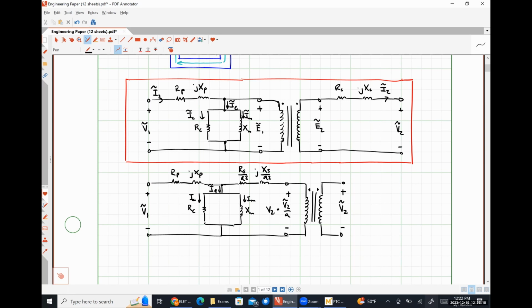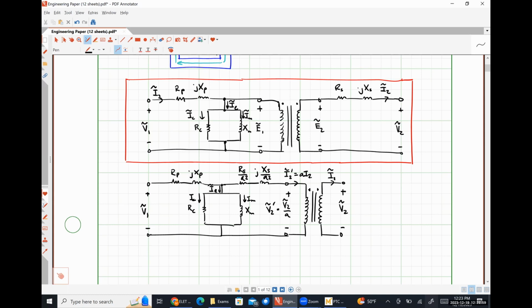And we are going to call this V2 prime. This current I2 could be referred to the primary side. And so we'll have a current I2 prime that's going to be equal to A times I2. And now, realistically, we don't actually even need the ideal transformer at all, because we know what that voltage and that current is going to look like, right?